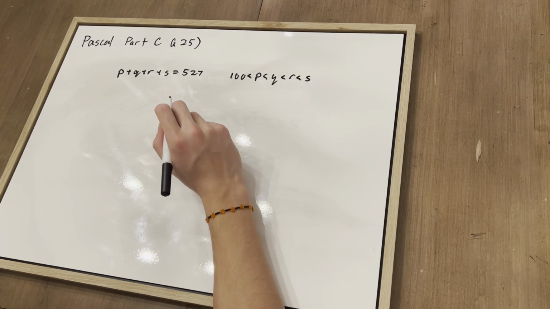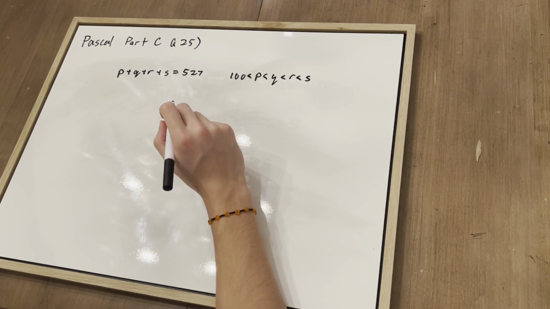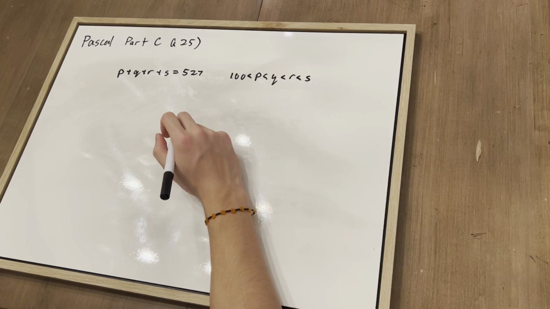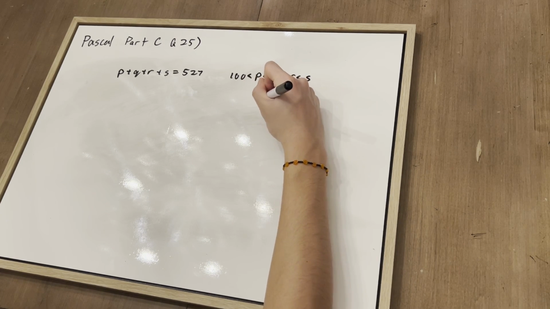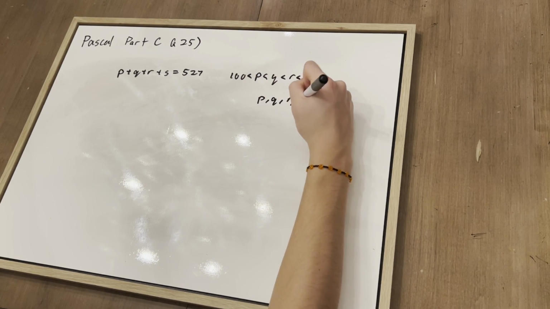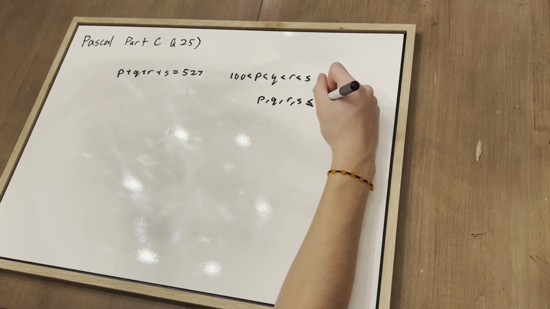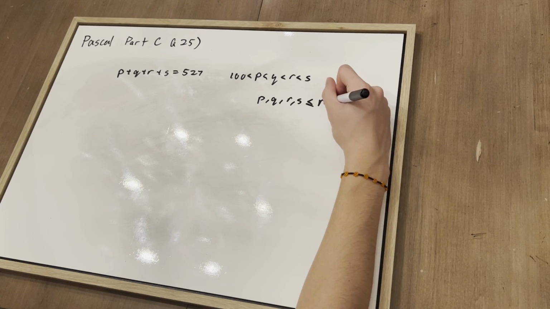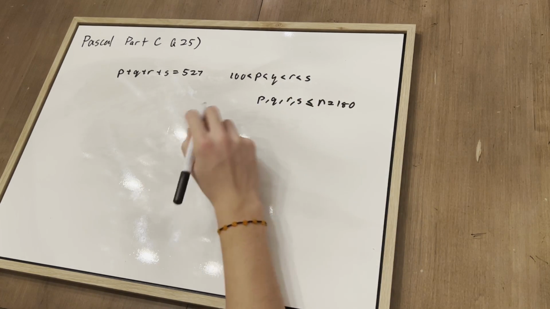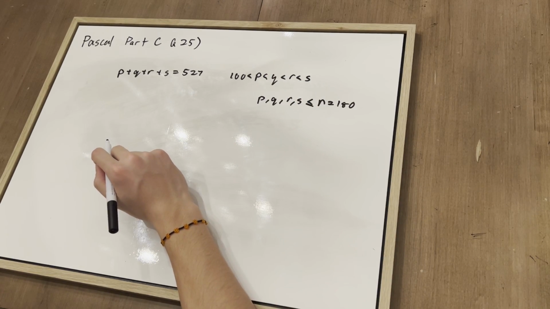Since we know that P, Q, R, S is part of the list from 1 to n, that means P, Q, R, S cannot exceed n. This also sets an upper bound on what these numbers can be. So P, Q, R, S has to be less than or equal to n. And we figured out from the last bit that n equals 180. So this sets an upper bound on all 4 of these numbers.